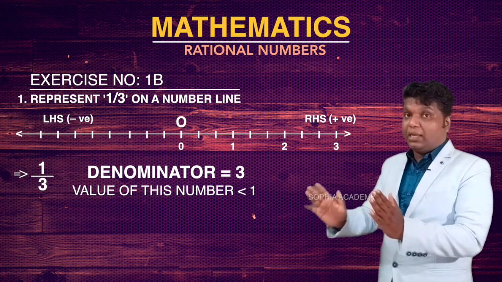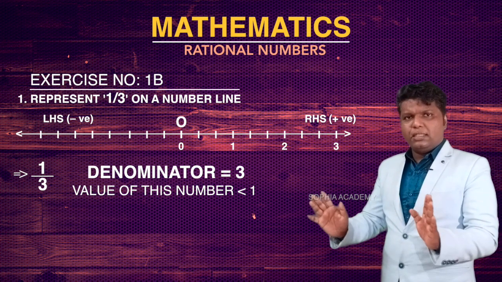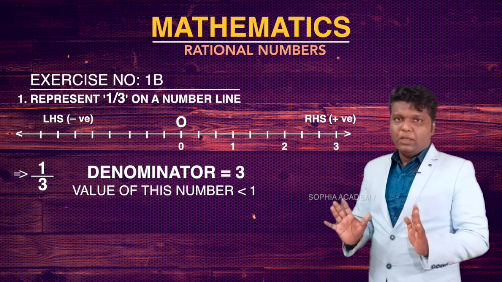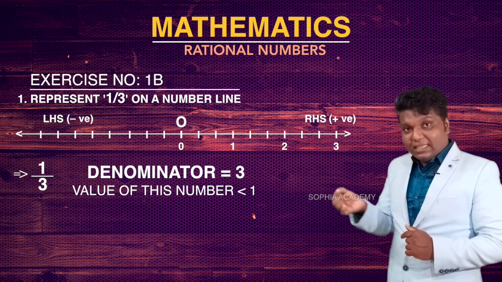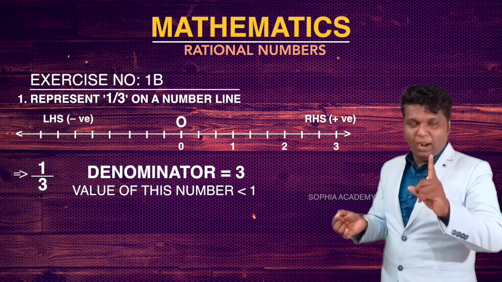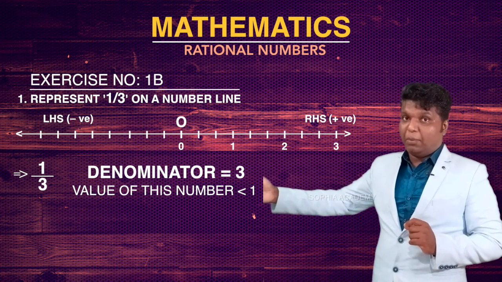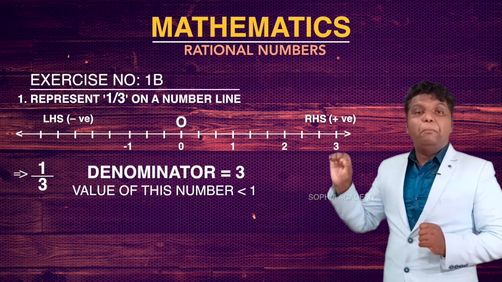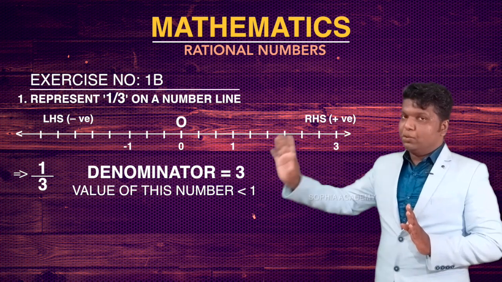I told you they should be equally marked, that's all. It doesn't matter whether you are taking 1 unit length or 2 centimeters in length. It should be equal. Every unit should be equal, that's all. That's why I told you, as the denominator is 3, you have to take the third point. That is 1. Towards the left hand side also, the third point will be minus 1. So you took positive 1 here and minus 1 there.